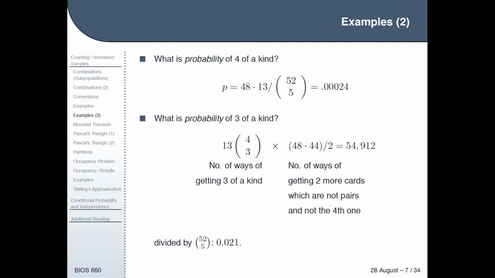So if you have three 2s and a 3, the 5th card has to be something that's not a 2 and not a 3. So there's a total of 44 possibilities. And then we divide that by 2 because the order in which you draw these final 2 cards doesn't matter, so we have to divide it by 2. So the total number of different ways that you can get 3 of a kind is going to be 13 times 4 choose 3 times 48 times 44 divided by 2, which turns out to be 54,912. And to get the probability of 3 of a kind, you divide that by 52 choose 5, and get about 0.021.